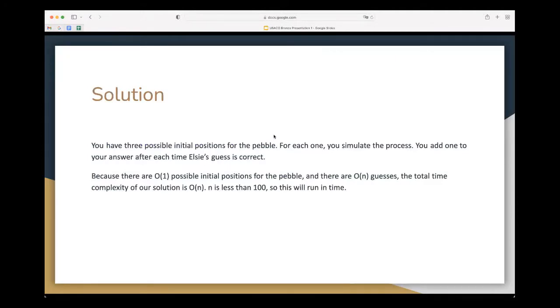You just go through each swap, and you can check if LC's guess is correct after each swap. Because there are O of one initial positions and there are O of n guesses, the total complexity is O of n. So you can do this in very low time because n is less than 100. So yeah. Does that make sense?